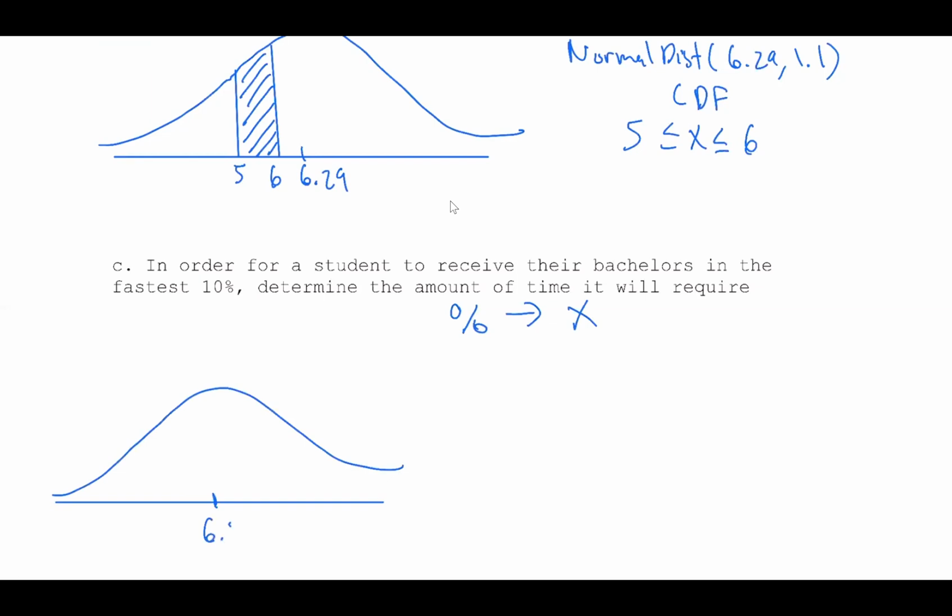So here you go, 6.29. If it's the fastest, I'm going to give you two options. I can either put this as the fastest, and let's say this is A, or I could say this is the fastest, and we'll say this is B. So which one would be the fastest, A or B?